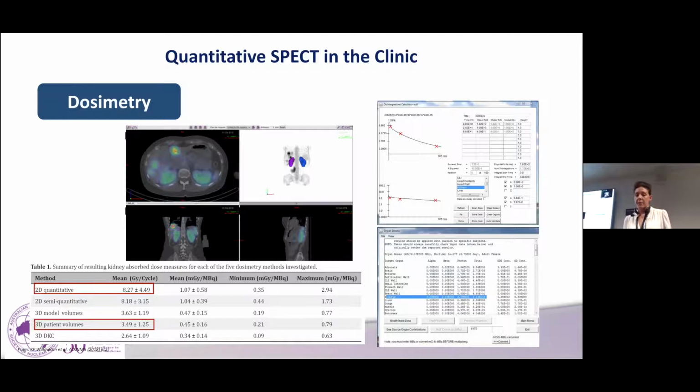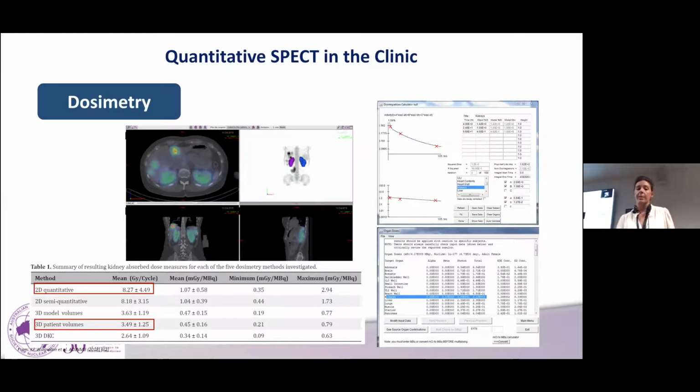And what I've displayed here is the results of a recent study taking a cohort of NET patients treated with lutate. I think it was about 80 cycles all up. And these patients underwent the standard 2D imaging as well as fully quantitative 3D SPECT CT. And both of the methods were used to derive dosimetry and absorbed dose values in the kidneys.